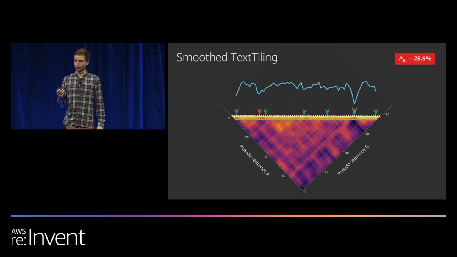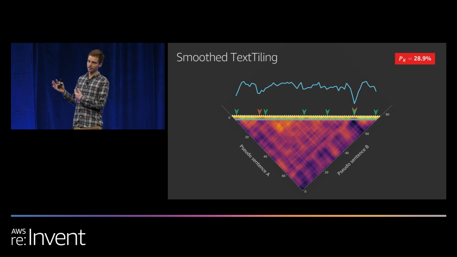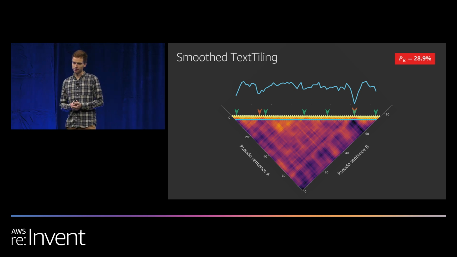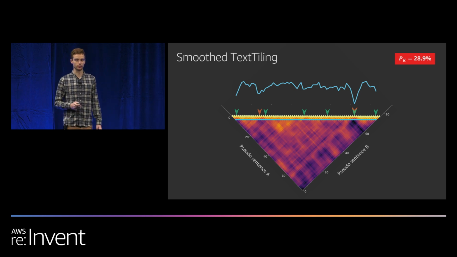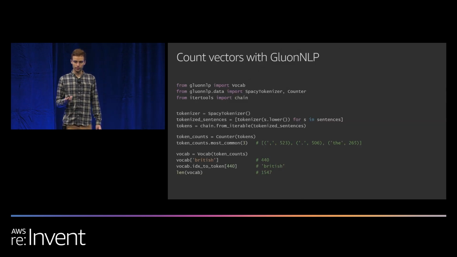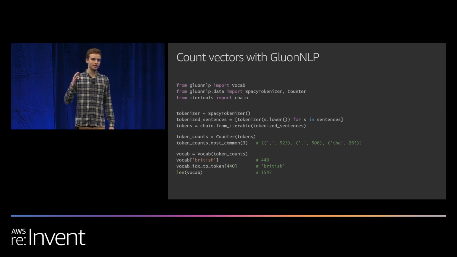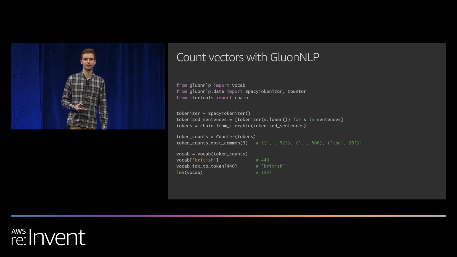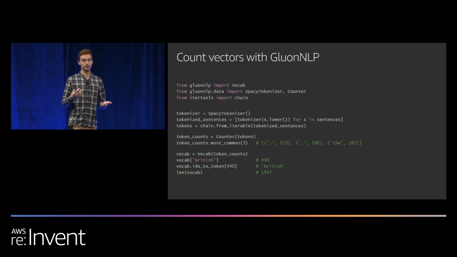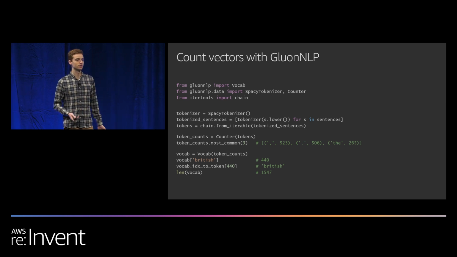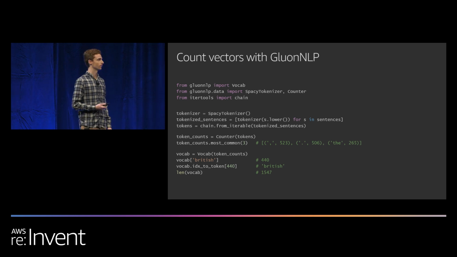So overall, on a held out test set of 1,000 documents, we have a PK score of 28.9, and that's our baseline to beat with all these models that we're going to look at. With Gluon NLP, we've got all the basic operators that you'd expect. So these things you might be familiar with in packages like NLTK, which is a common Python library for natural language processing.